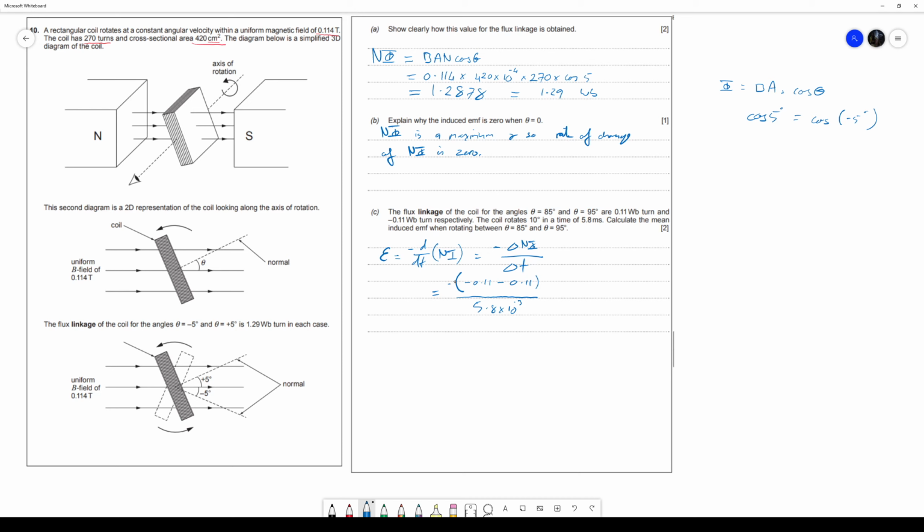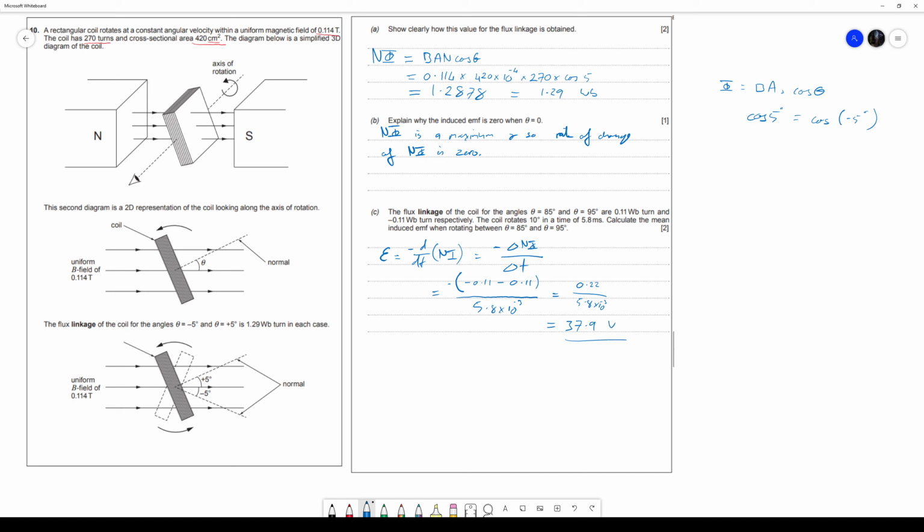So I've got a lot of minus signs going on here. That is surely equal to 0.22 over 5.8 times 10 to the minus 3. Let's see what that is. 0.22 divided by 5.8 times 10 to the minus 3 gives 37.9 volts.